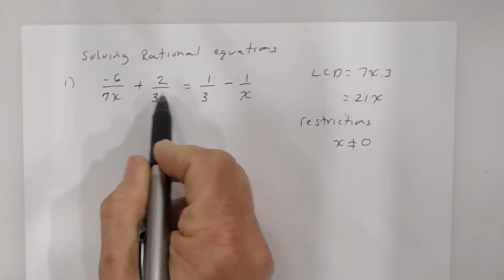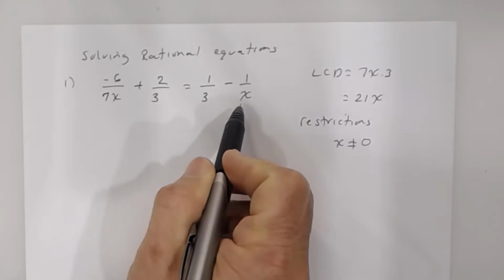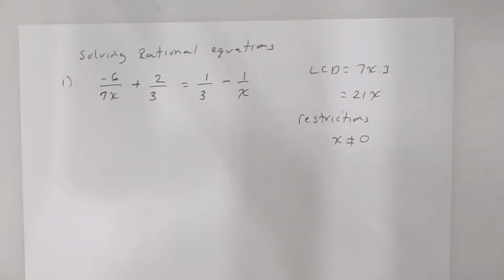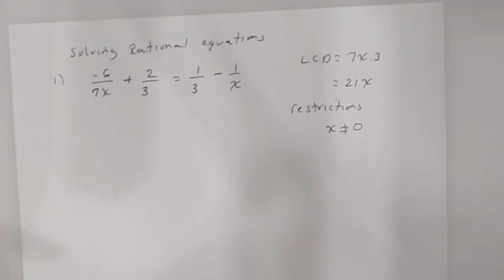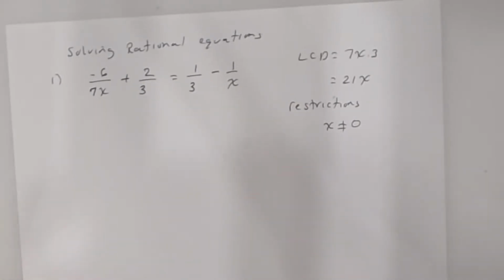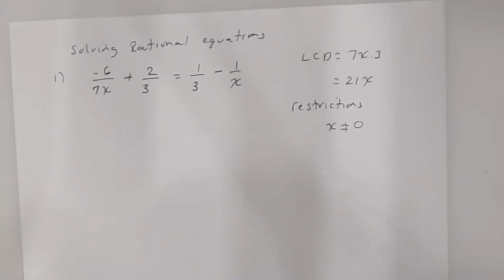Will this ever be 0? No. Will this ever be 0? Will this ever be 0? Yes, when x is what? 0. So there's only how many restrictions here? One. Just one. All right. Now, in a little while, we're going to talk about the word extraneous root, but we're not going to talk about it just yet. All right. Once I find the LCD and once I find the restriction, then what's the next step?